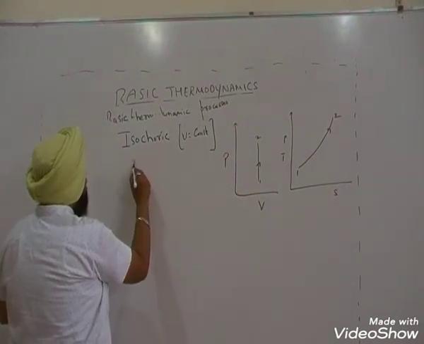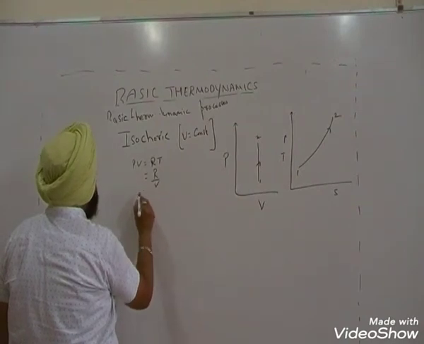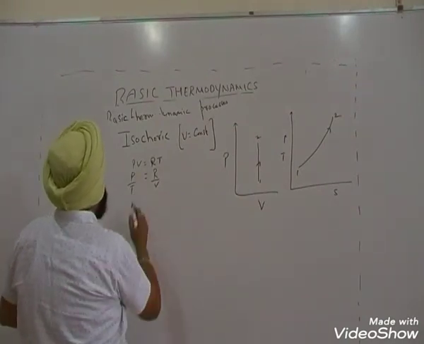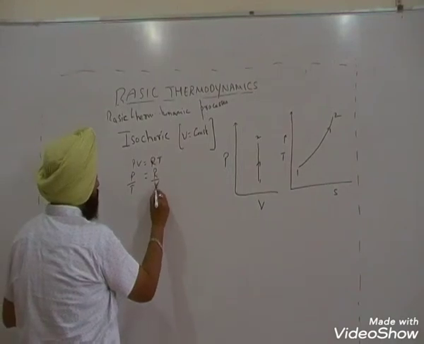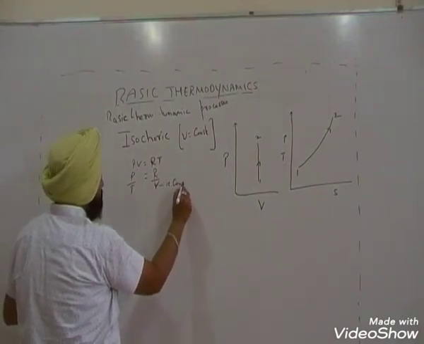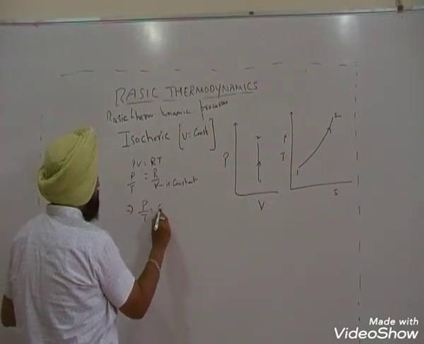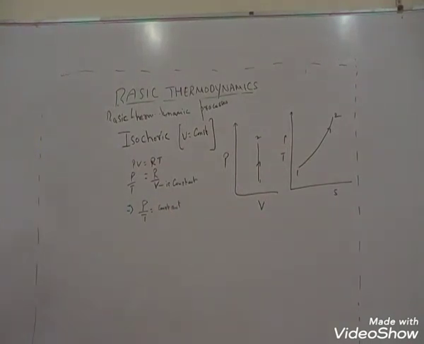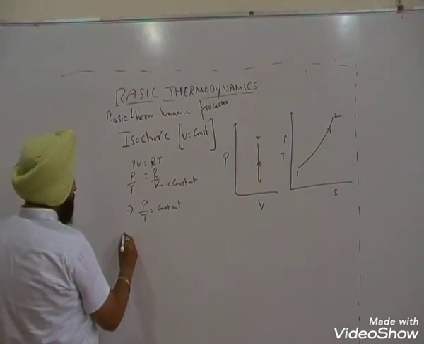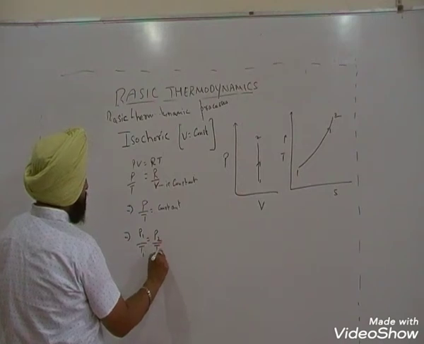So, what is the gas equation? P upon T is equal to R upon V. For any thermodynamic process, R is constant, here volume is constant. So I am getting the equation P upon T is constant. So for the values of process 1 and 2, we will get P1 upon T1 is equal to P2 upon T2.